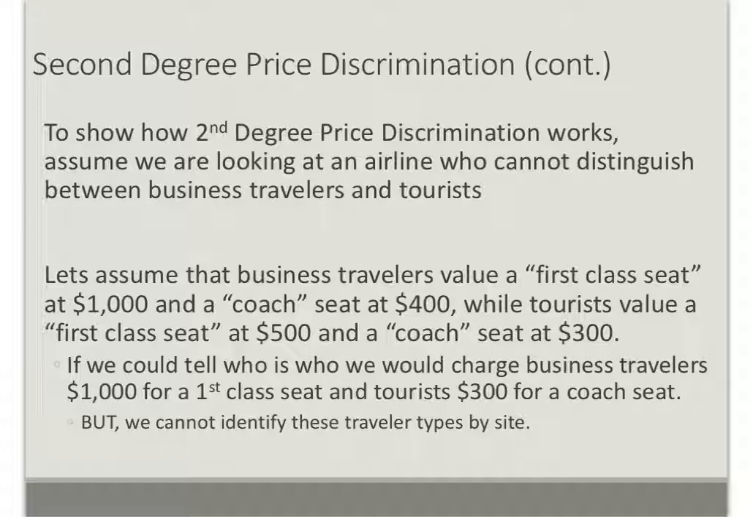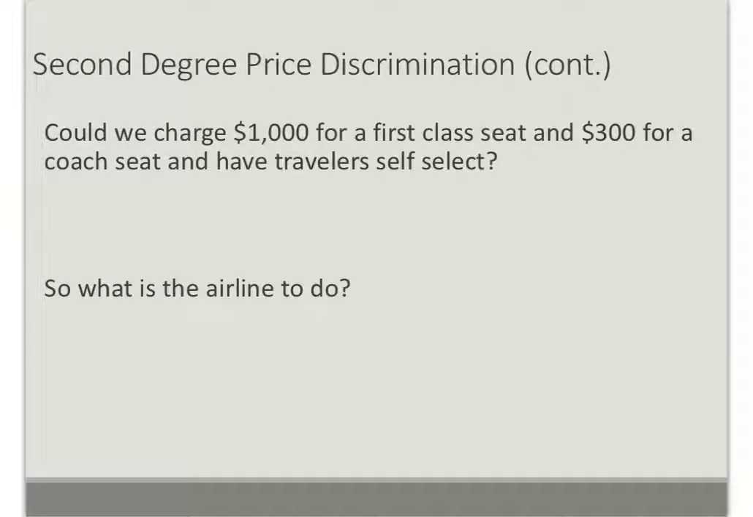So let's see how close we can get through a second-degree price discrimination policy since we can't identify the type. Okay, so first question, just to orient you here, is could we charge $1,000 for a first-class seat and $300 for a coach seat and have travelers self-select? Because if you remember, with second-degree price discrimination, we said travelers will self-reveal who they are.